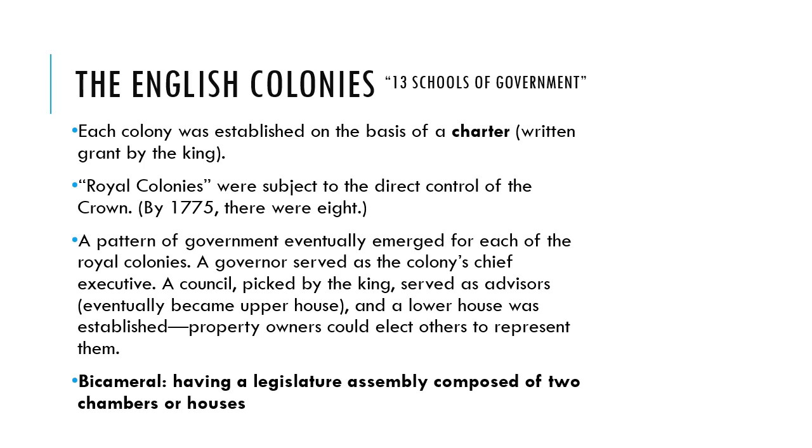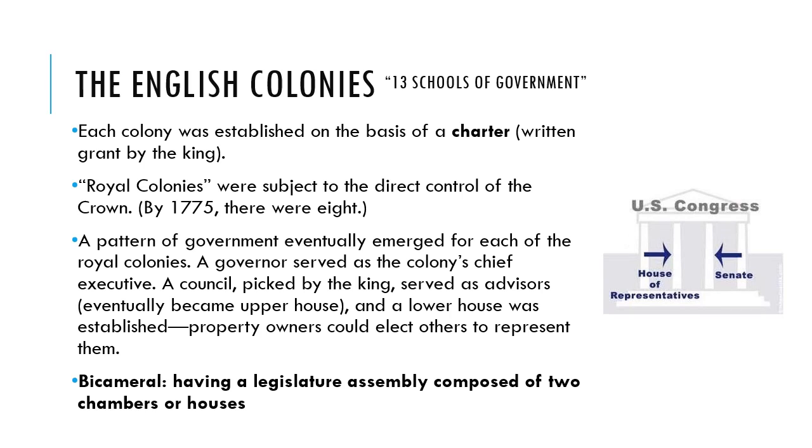Bicameral means having a legislative assembly composed of two chambers or houses. We see this in our own Congress today. We have a House of Representatives and a Senate that make up the U.S. Congress. The Senate is the upper house. The House of Representatives is the lower. The Senate has a fixed number of people for each state, 2. The House of Representatives is based on population, and California has the most representation in the U.S. Congress at the moment because of the population numbers.